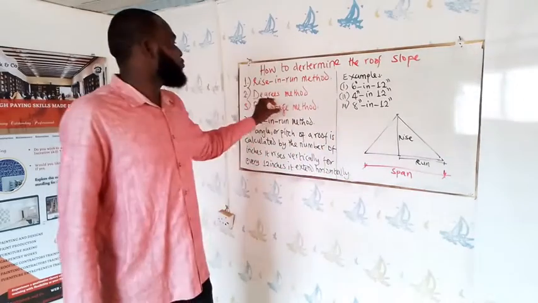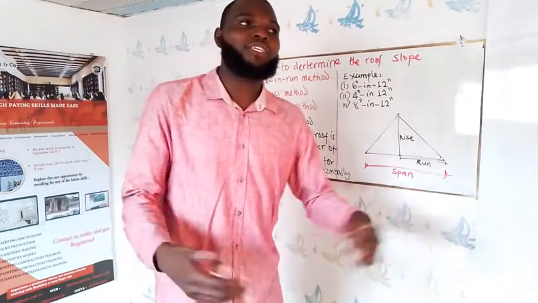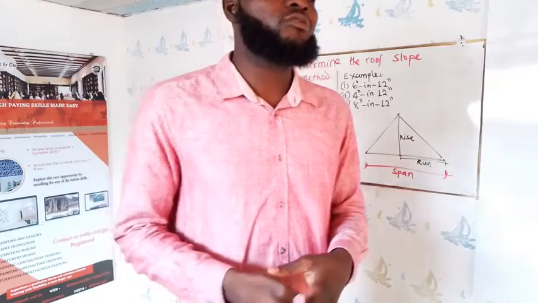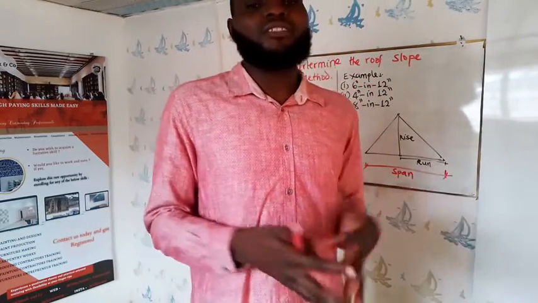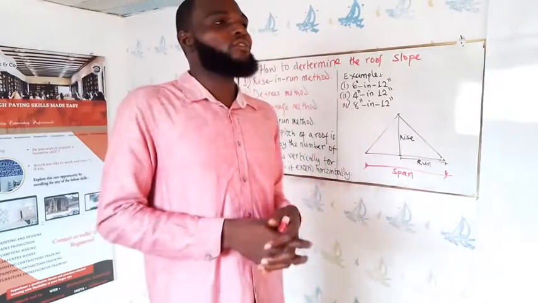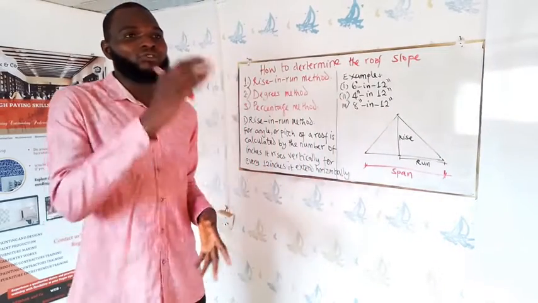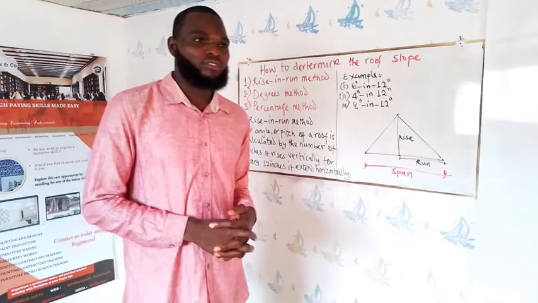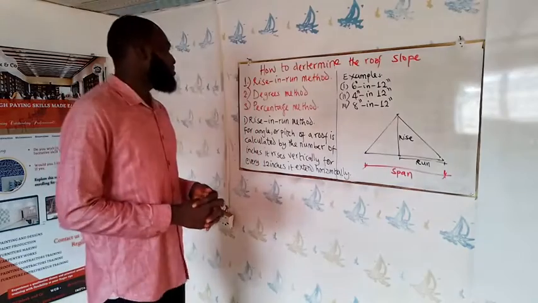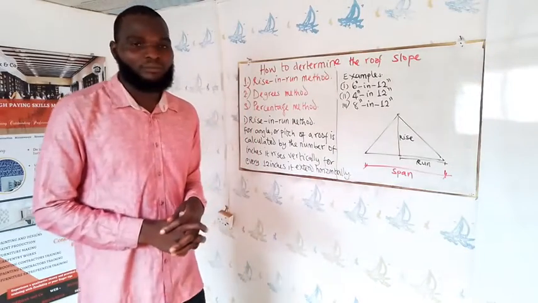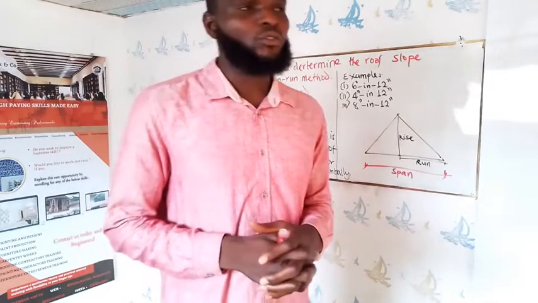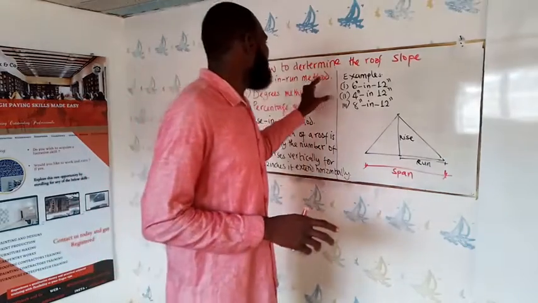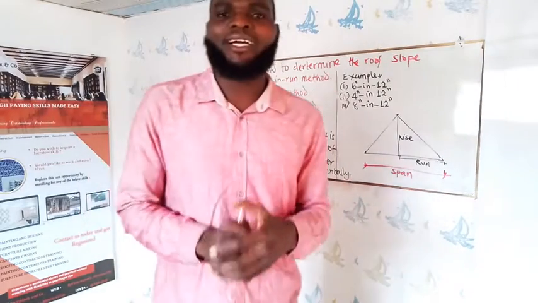The second one is the degrees method. Here you may be given a pitch, use 30 degrees, or 15 degrees, or 17 degrees. So you are left to determine the actual height of your king post. And the third one is the percentage method. In this video, we are going to treat the first one only, which is the rise and run method.